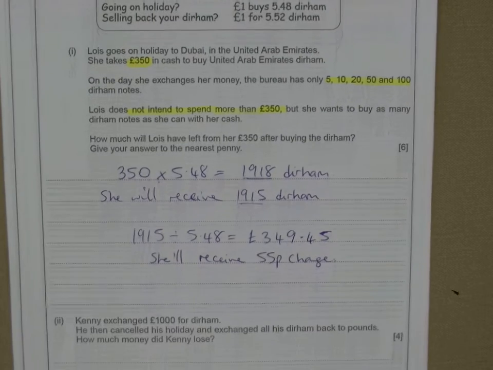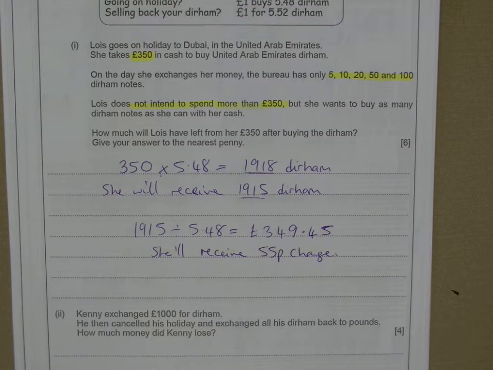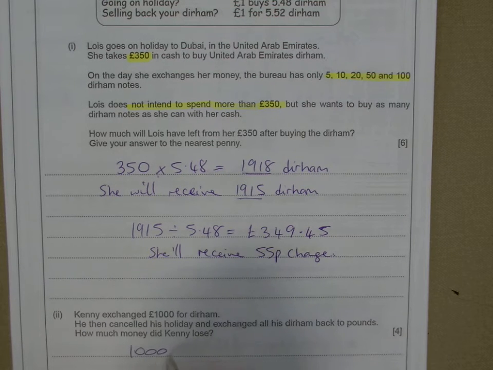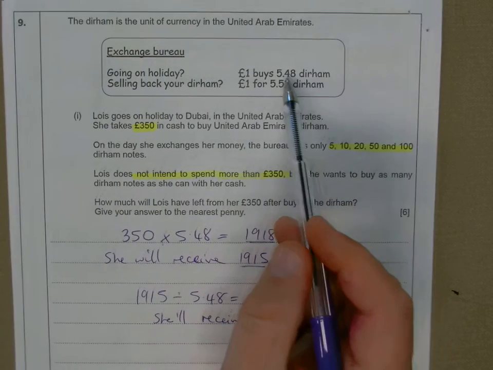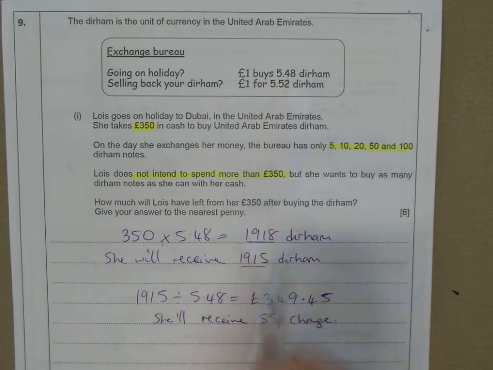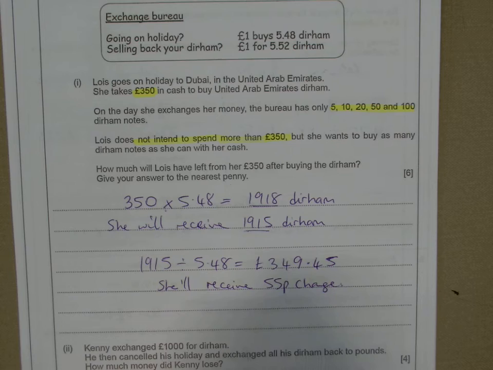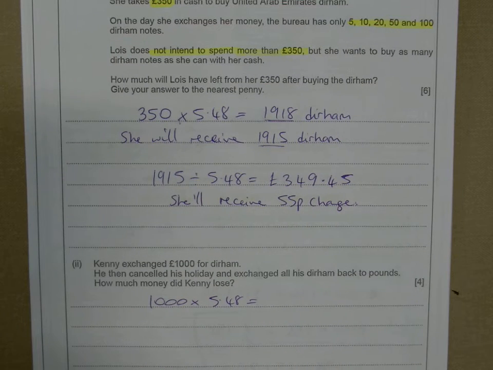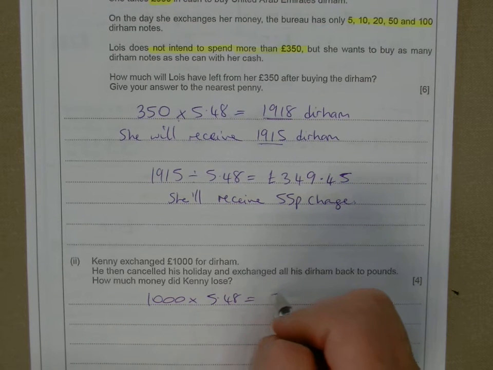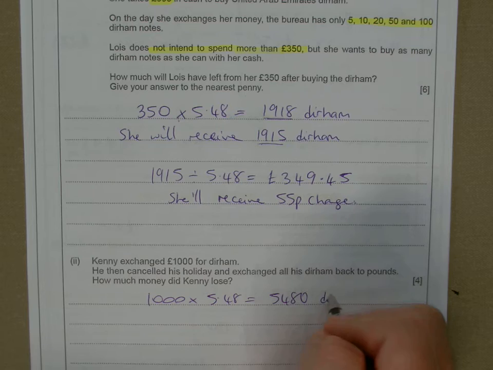So part 2 then. It says, can he exchange £1,000 for dirham? He then cancelled his holiday and exchanged all his money back into pounds. How much did Kenny lose? Well, if you have 1,000, what will that get you? That will be 5.48, the exchange rate. So we're going to do 1,000 times 5.48, and that comes to 5480 dirham.